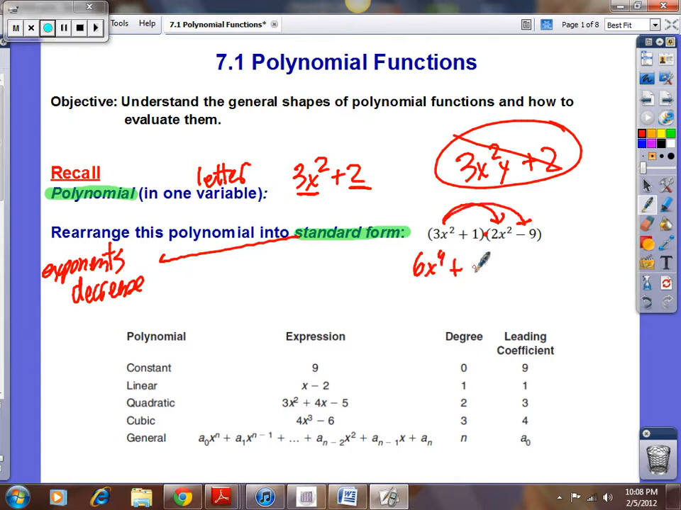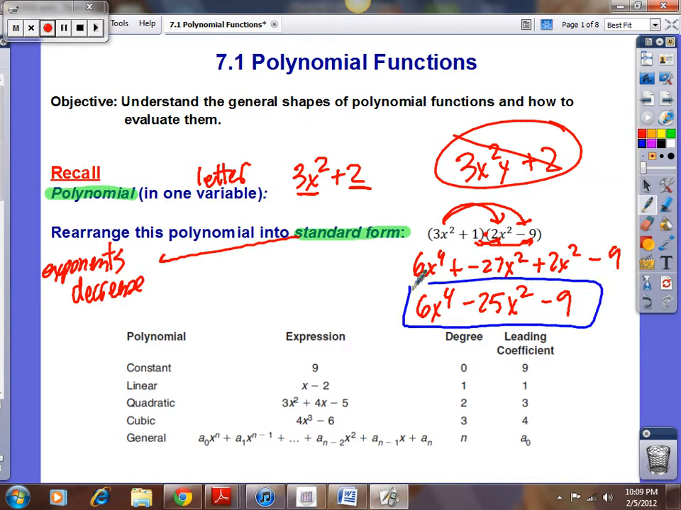3x squared times a negative 9 is a negative 27x squared. Then 1 times 2x squared is going to be 2x squared, and 1 times negative 9 is going to be a negative 9. And then you can go one step further. Combine your like terms. So 6x to the fourth and a minus 27x squared and a positive 2x squared is going to be a negative 25x squared minus 9. And I think we've got it. So your polynomial happens to have three terms: 6x to the fourth, a negative 25x squared, and a negative 9. So we're going to call that a trinomial to be specific.